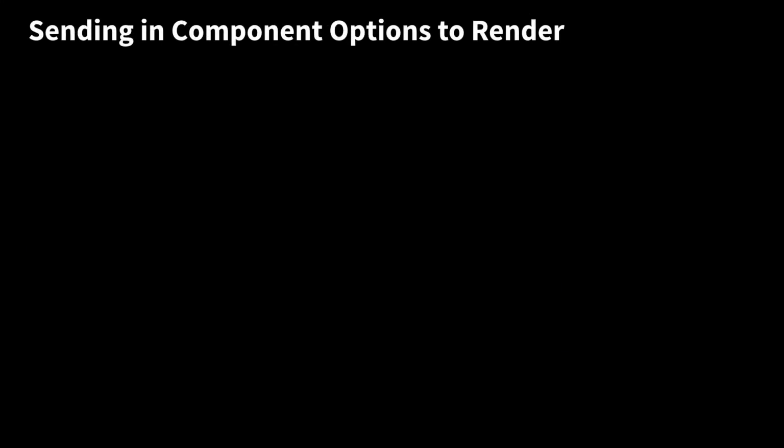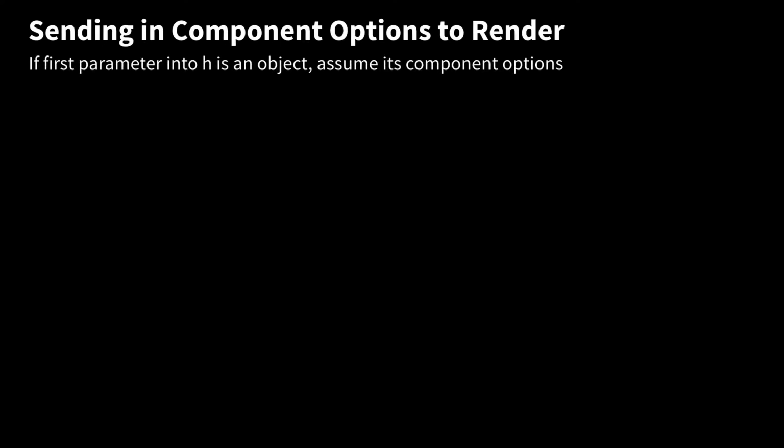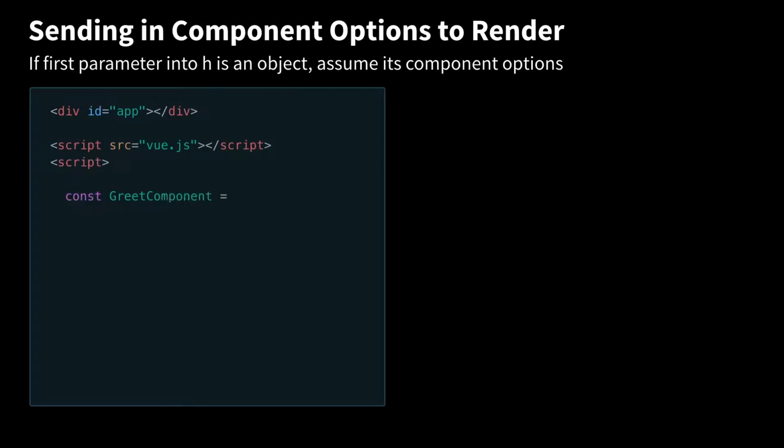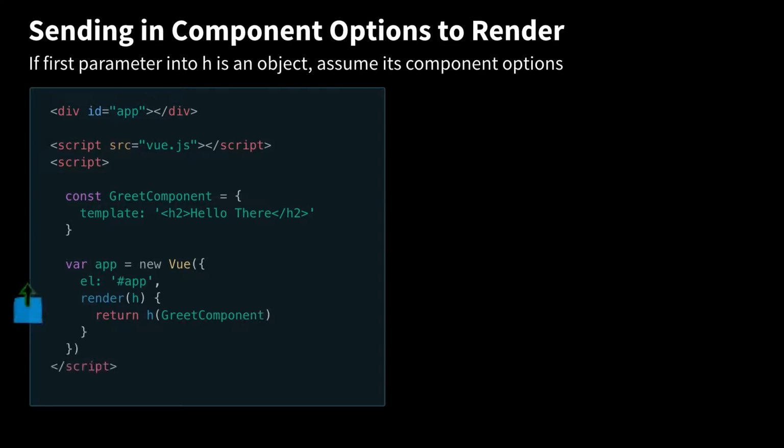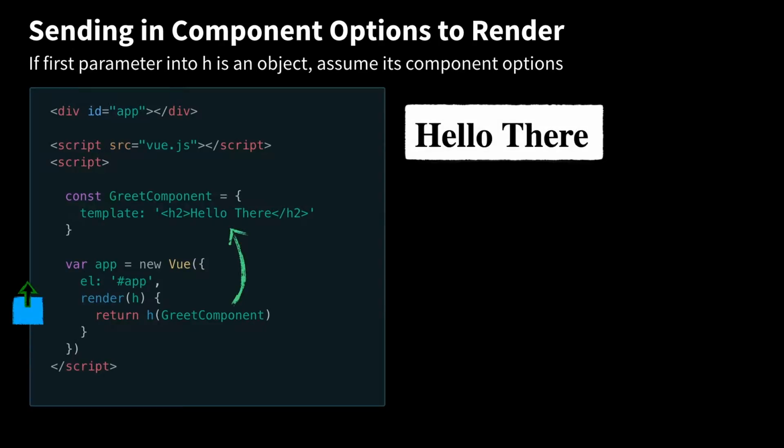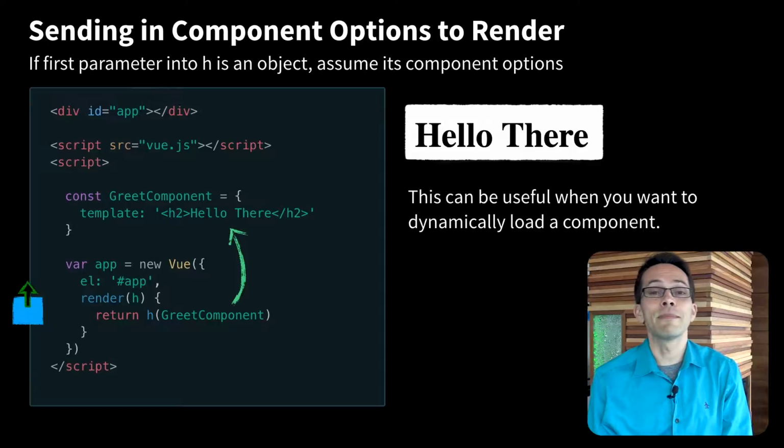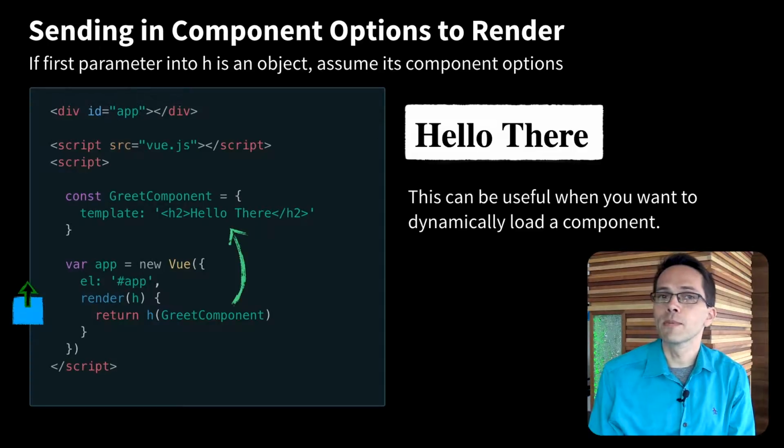When the first parameter we send in to the h function is an object, Vue assumes that these are component options, and we want to create a component. So here you see some simple code where we have a JavaScript object, and then inside of our root instance, we have a render function, and we simply pass these options into h. This gets rendered as a component, and we see hello there printed to the screen. This can be really useful when we want to dynamically render a component, and we'll see some of those patterns in the next lesson. But first, let's review.